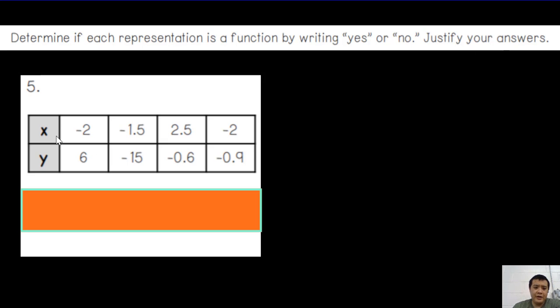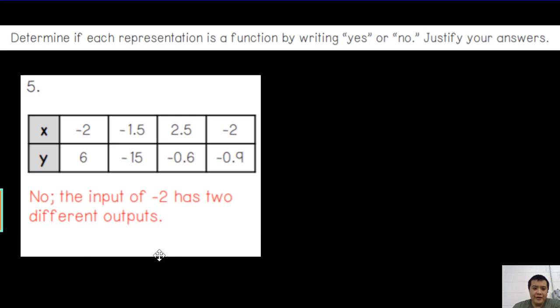Go ahead and determine if number 5 represents a function or not. Justify your answer. Well, you should have found that it is not a function, because the input of negative 2 gives us two different outputs, both 6 and negative 0.9.